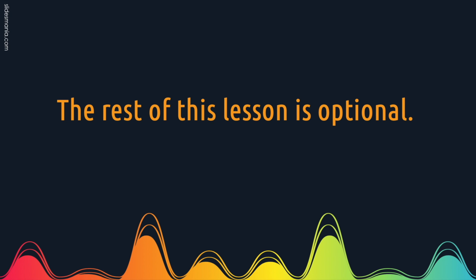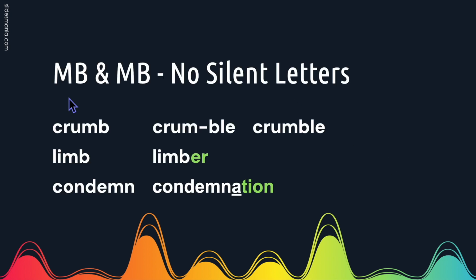The rest of this lesson is optional. If you have MB at the end of a root word, the B is silent, like in the word crumb. But sometimes the B will take on a sound when you add other letters to the end in a suffix. Like here we have crumble.